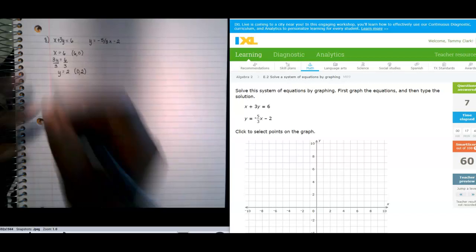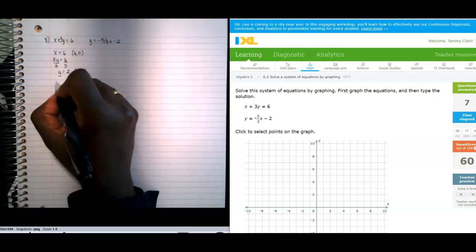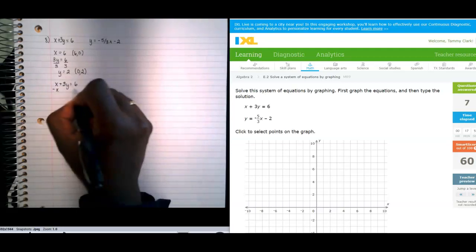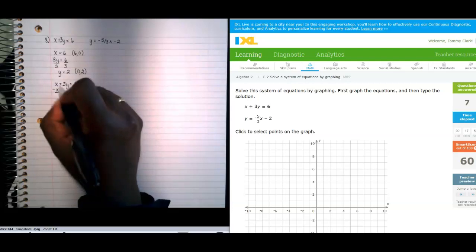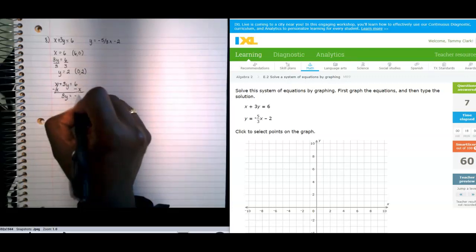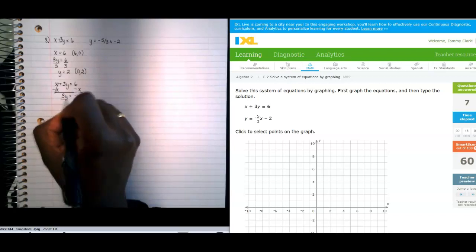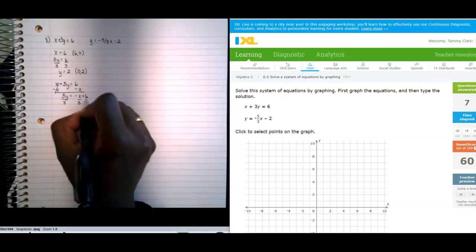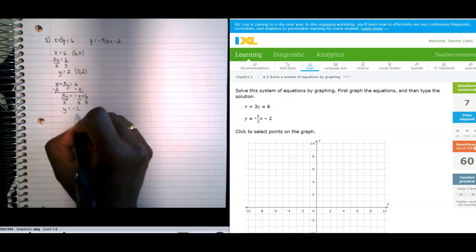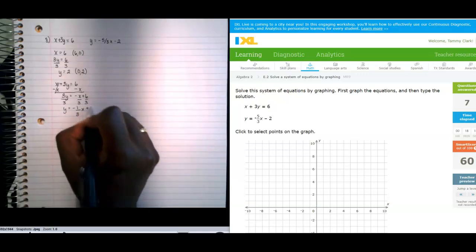If you don't want to do it that way and you just want to get your equation in y-intercept form, then I'm going to move the x term to the other side of the equation by subtracting it. And then I've got 3y is equal to negative x plus 6. Divide every term by 3. And I've got y is equal to negative 1/3 x plus 2.